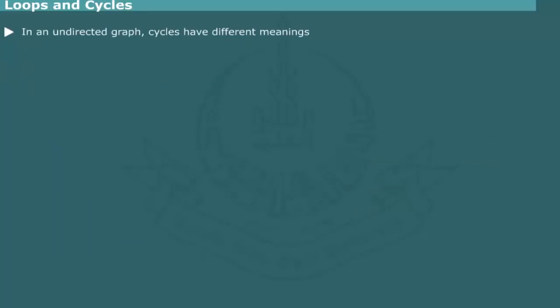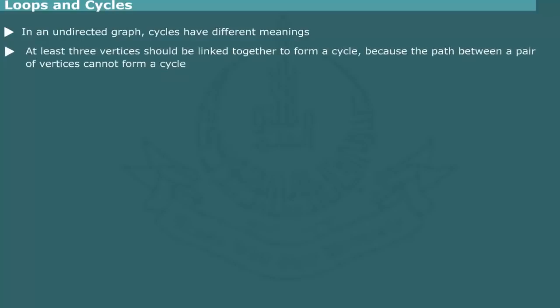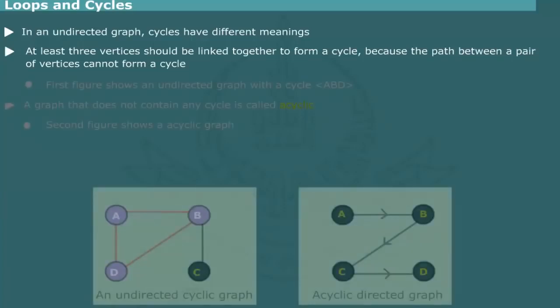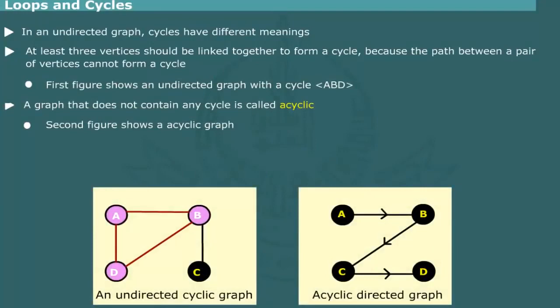In an undirected graph, the path between a pair of vertices cannot be called a cycle because backward and forward traversals are along the same path. In an undirected graph, a cycle must involve at least 3 vertices as shown in the figure. A graph that does not contain any cycle is called acyclic.